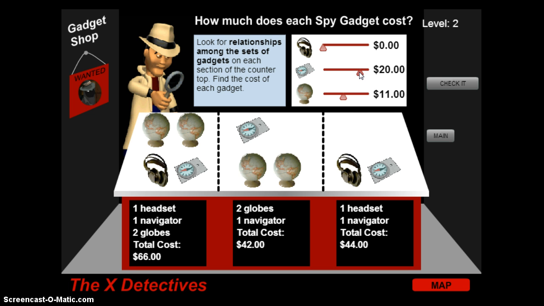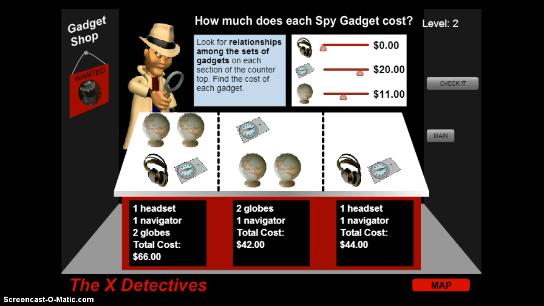So the cost of the navigator is $22. Now I need to find the headset. Well, I could find the headset here because I know the cost of the globes and I know the cost of the navigator, but I'm adding 2 numbers together to find the third, and I think it would be easier if I took this problem here and solved for the cost of the headset. So that's what I'm going to do.